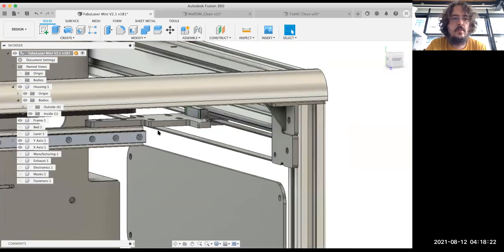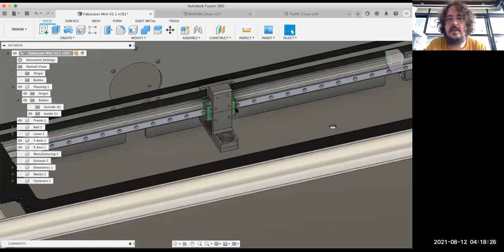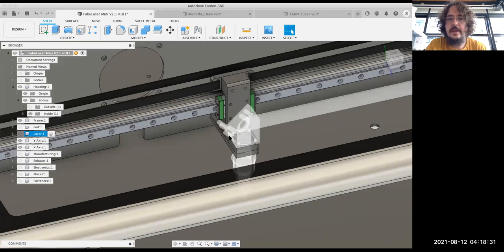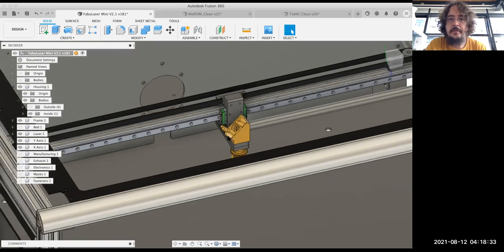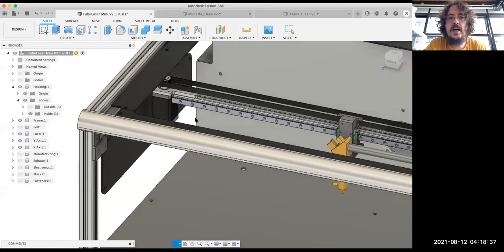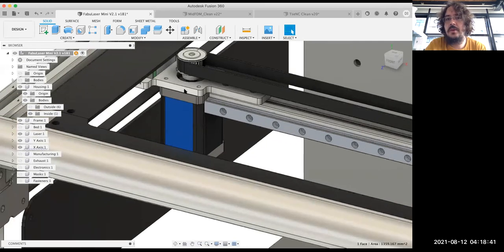And then these basically move another 2020 aluminum profile, which hosts a similar linear guide, and then the head is over here. So here is the machine head, and then that's basically it. So the y-axis carries the x-axis, and the x-axis is directly attached to the motor here.